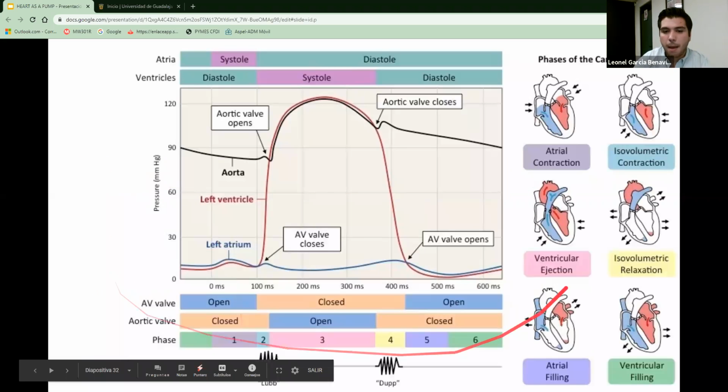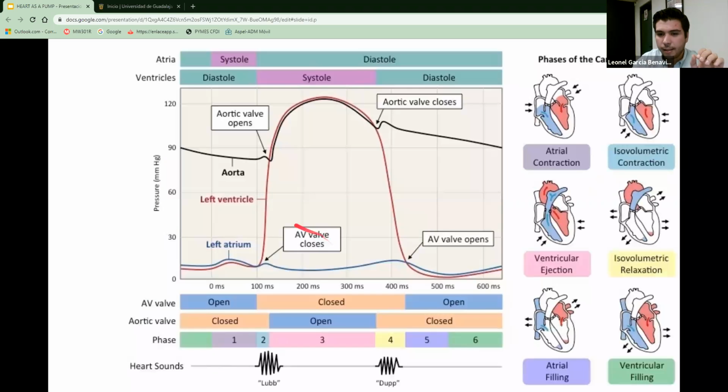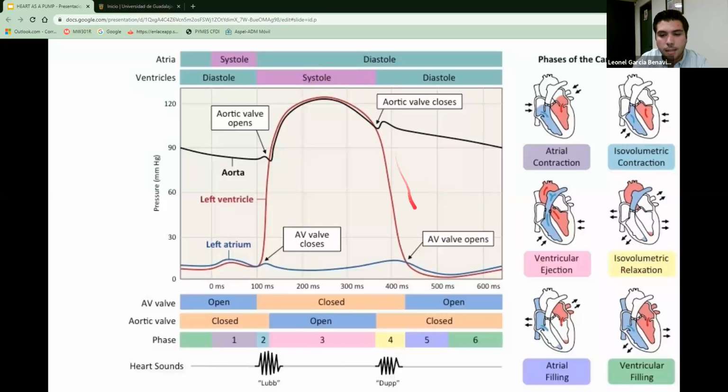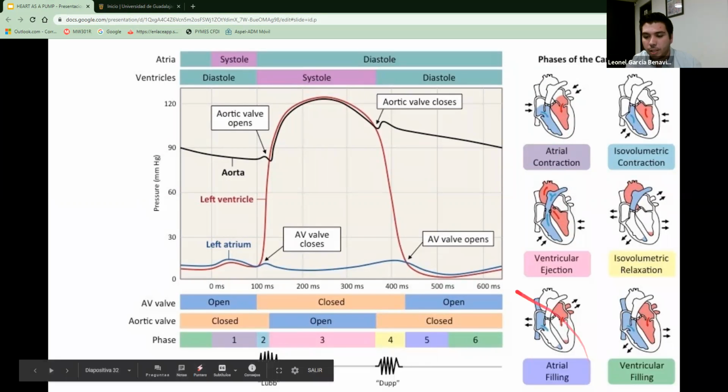If you can see in this map right here, everything we talked about is put into it, where you can see the different periods of the heart and how they evolve in the different graphs. Let's start with the first part, diastole, with the atrial and ventricular filling. That's going to occur right here.